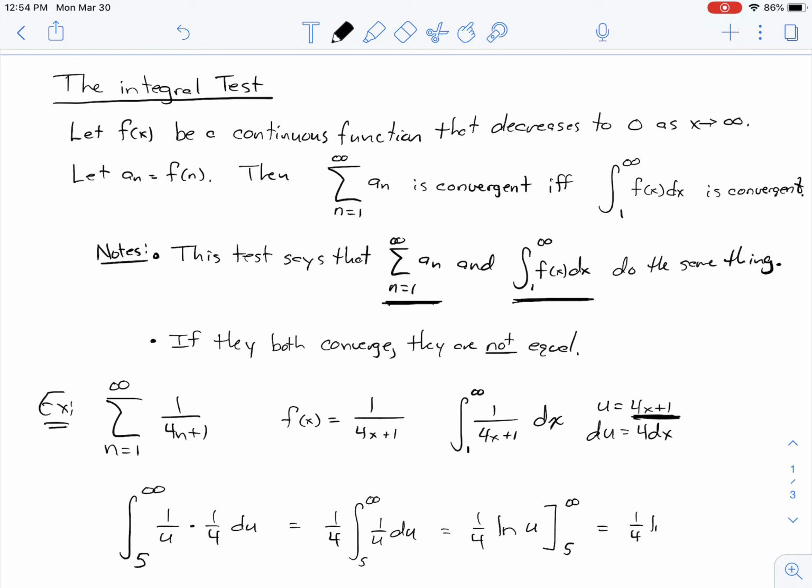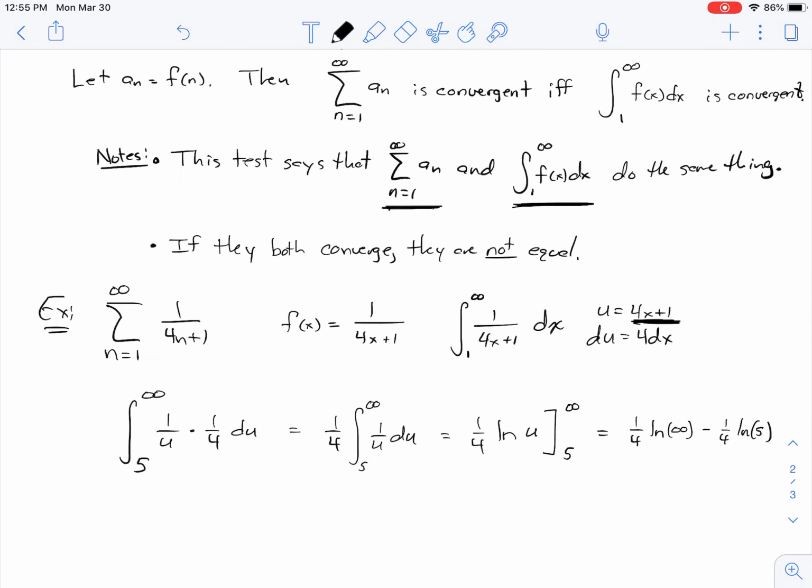When you plug those endpoints in, we get this. Now keep in mind, this is shorthand abusive notation. What this really means is what happens to natural log as x goes to infinity. And the answer is this goes to infinity minus 1/4 ln 5. So infinity minus some finite number is infinity. Therefore, this thing diverges. This is not the only way that we could show that this diverges. Another thing we could do is use a comparison test with the harmonic series, but that's in the next section.